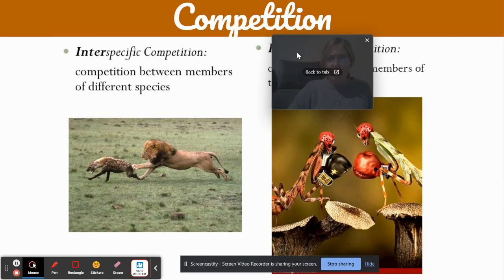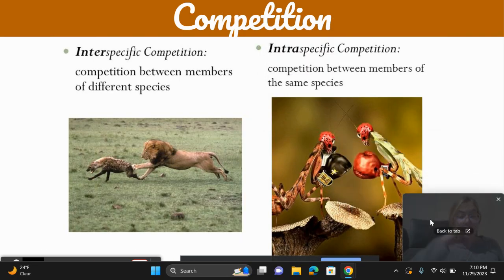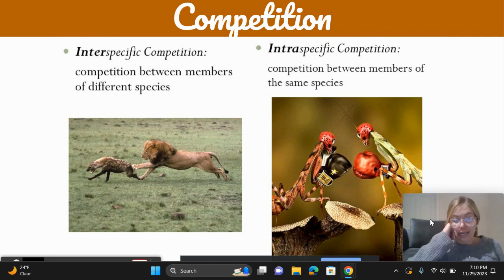Now we're on to, let's get my face out of here, interspecific and intraspecific competition. This is photoshopped, just to be clear. So intraspecific is the first one that's labeled on your document here. Let's go through that first.